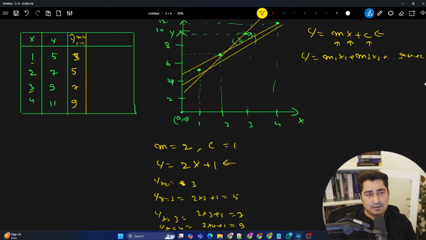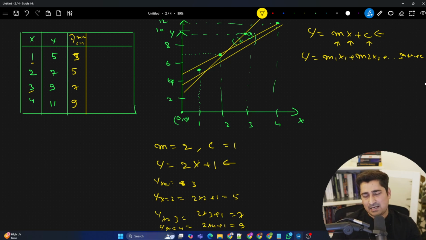So y hat, when x is equal to 1, it's 3. When x is equal to 2, it's 5. When x is equal to 3, it's 7. When x is equal to 4, it's 9. So as per my data set, I was expecting 5 and it is giving me 3. I was expecting 7, it is giving me 5. I was expecting 9, it is giving me 7. I was expecting 11, it is giving me 9.